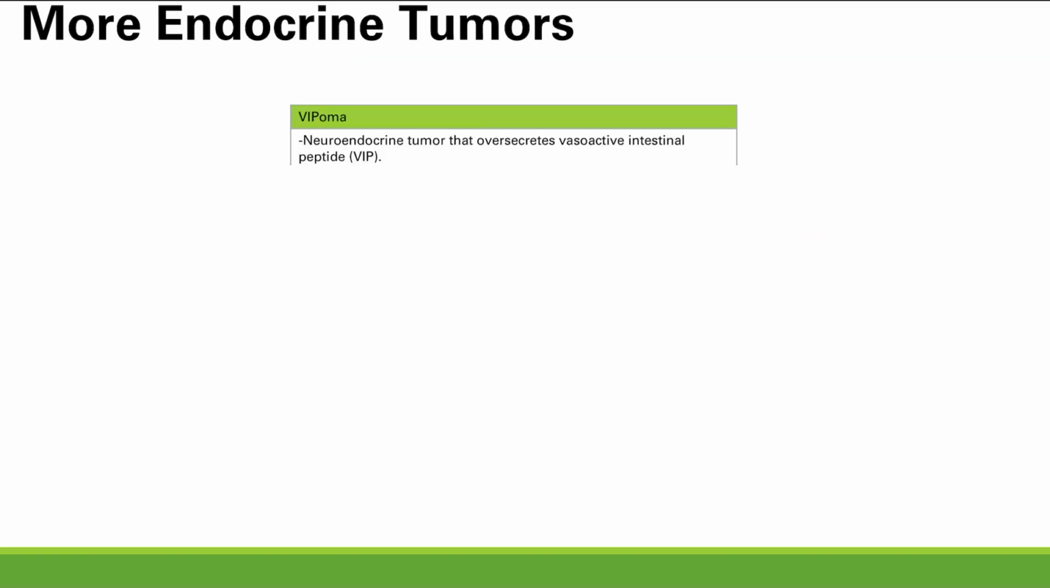So next is the VIP-oma. We talked about this in the GI system already. But this is a tumor with oversecretion of vasoactive intestinal peptide. So what does vasoactive intestinal peptide do? First of all, you know it acts in the intestine. It increases intestinal water and electrolyte secretion into the gut lumen. So that's going to cause increased motility, and you have oversecretion. This is what I just said. If you have oversecretion, you're going to get overactive motility, you get watery diarrhea.